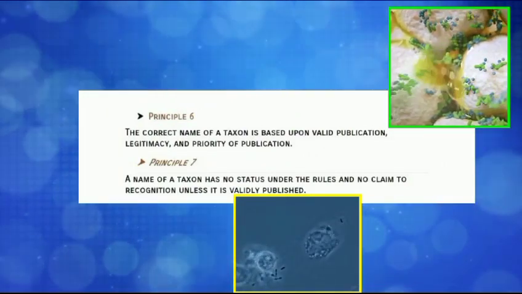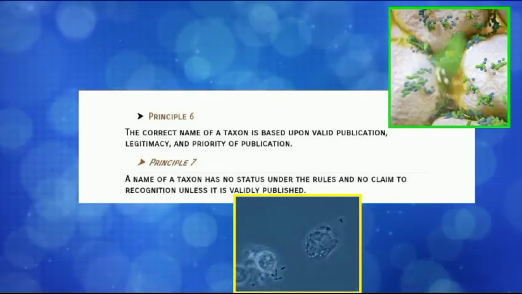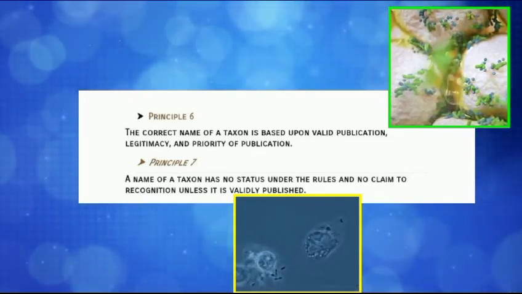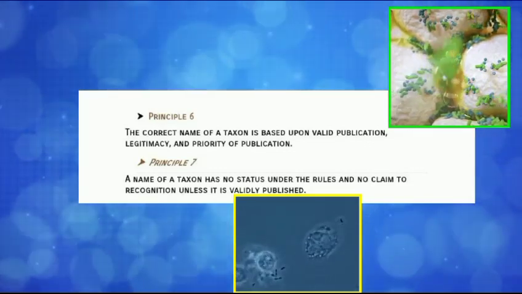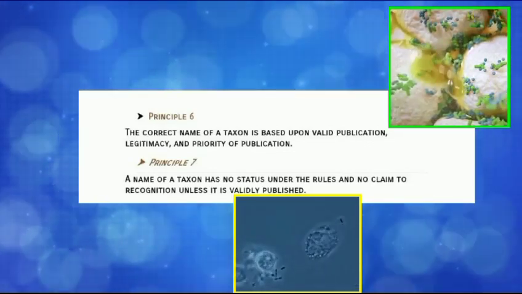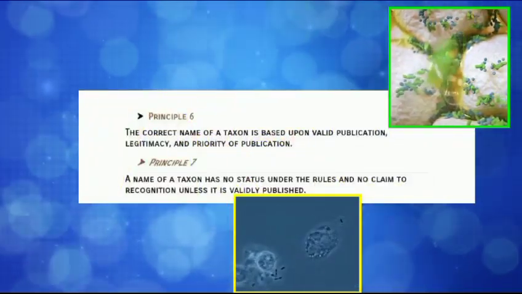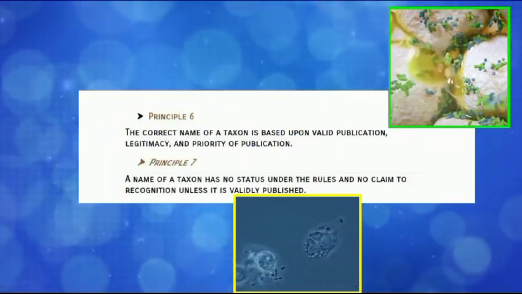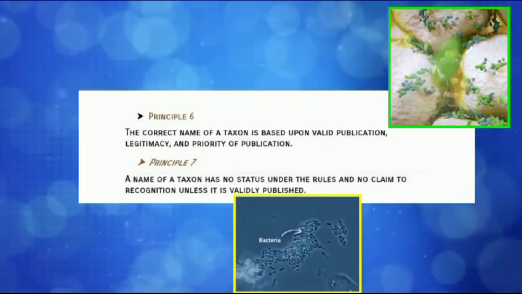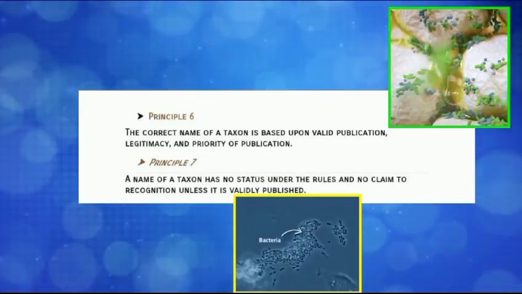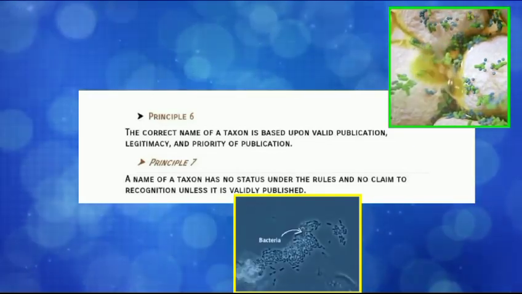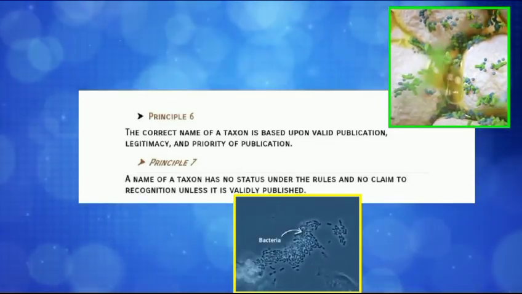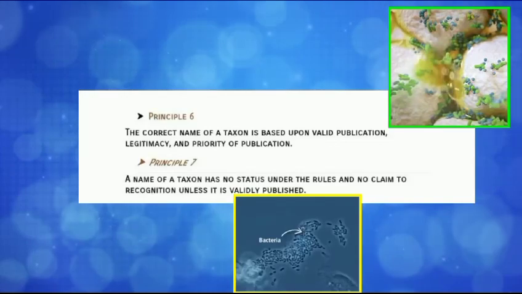Principle number 6. The correct name of a taxon is based upon valid publication, legitimacy, and priority of publication. Principle number 7. A name of a taxon has no status under the rules and no claim to recognition unless it is validly published.